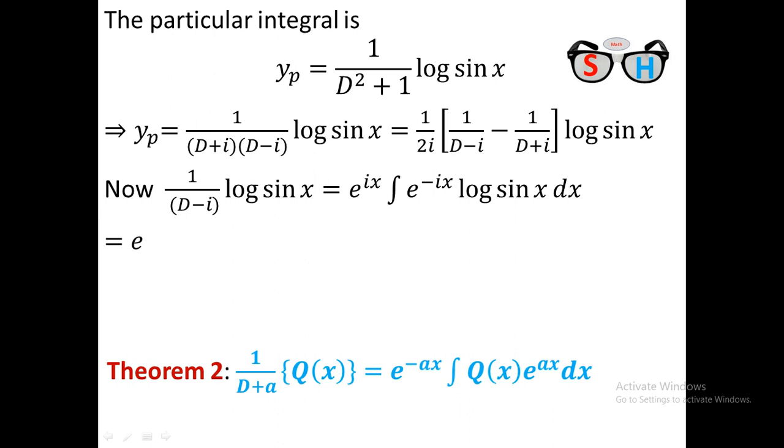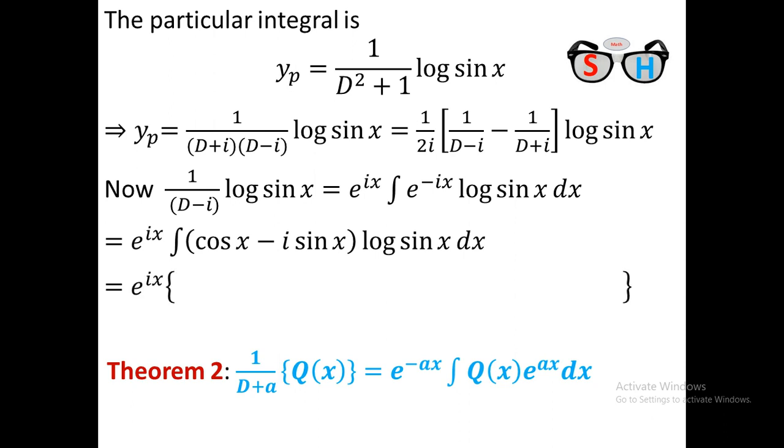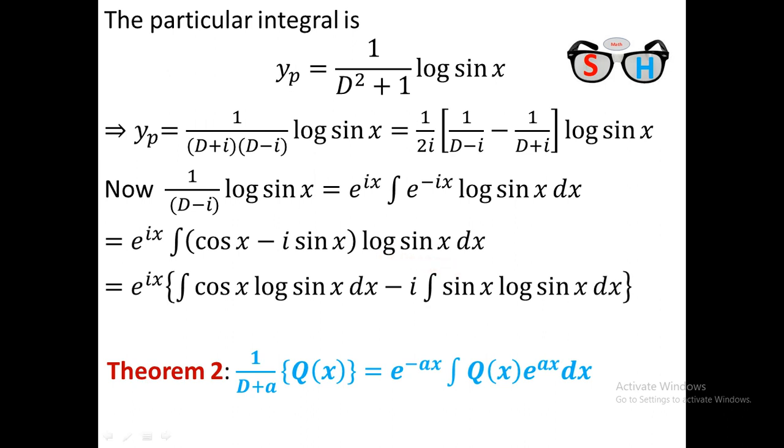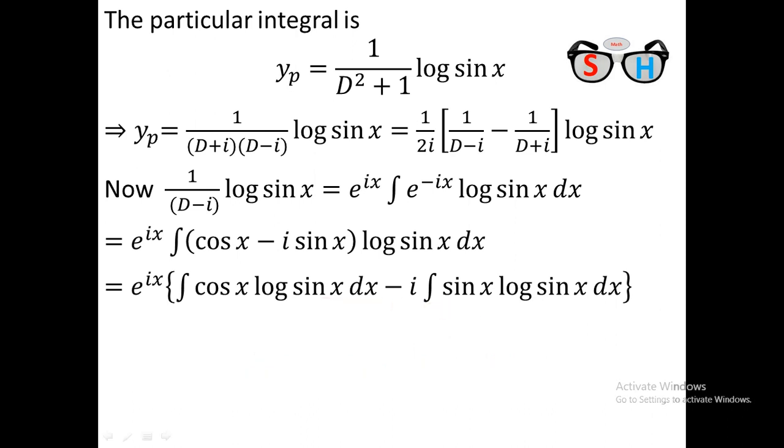Now e to the power ix equal to cos x minus i sin x, of log of sin x. This will be integration cos x into log of sin x minus i into sin x into log of sin x. Now we have to calculate integration of cos x into log sin x, as well as integration of sin x into log sin x. At first we calculate integration cos x into log of sin x.